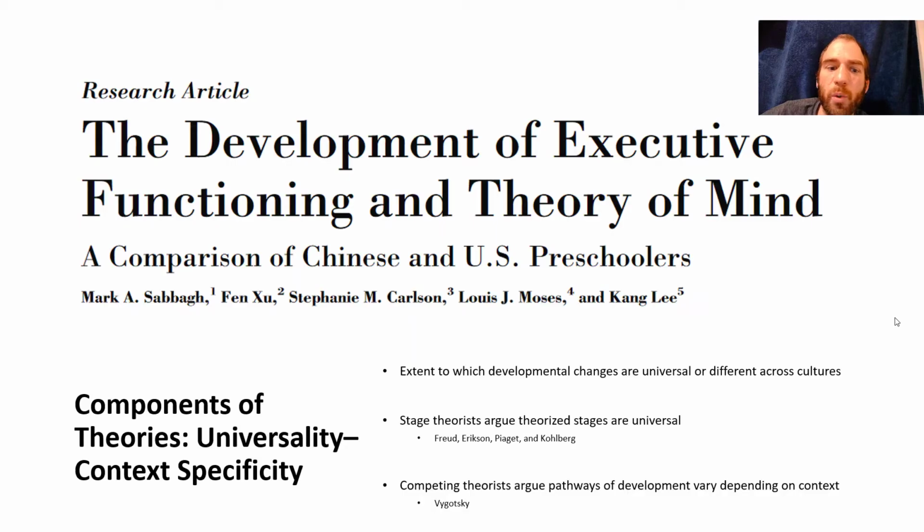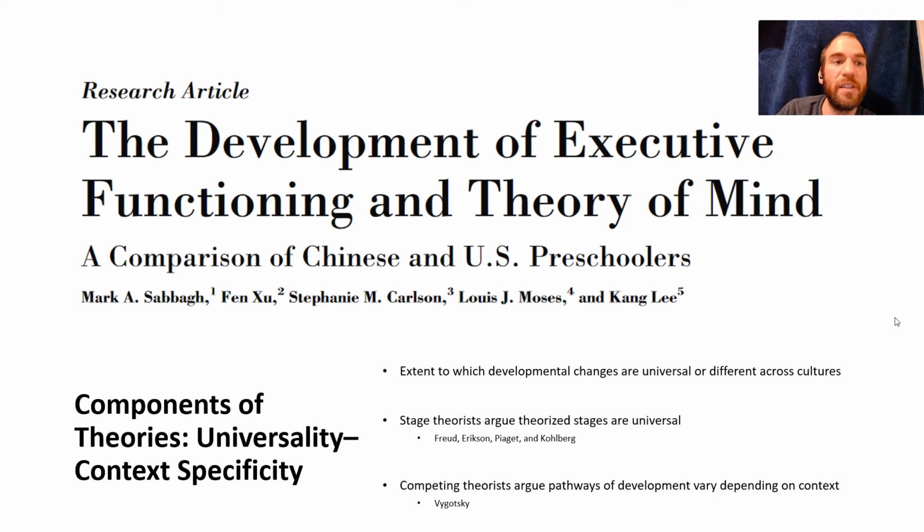So just one quick example of universality versus context specificity. This refers to the extent to which developmental changes are universal or different across cultures. Stage theorists argue that theorized stages are universal. So you see this with Freud, Erikson, Piaget, Kohlberg. We'll cover all these people in the future. But the idea is these stages are universal, you're going to see them no matter where you are, what historical period. Well, competing theorists argue that pathways of development vary depending on context. And Vygotsky is generally one of the large names who's the advocate of this theory.